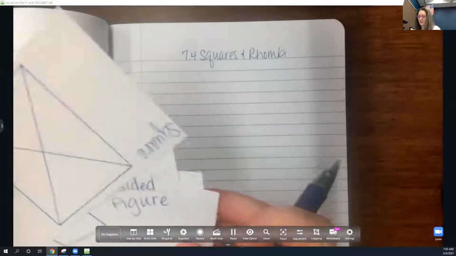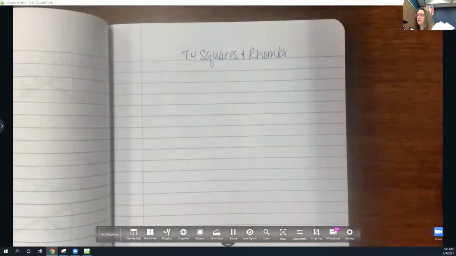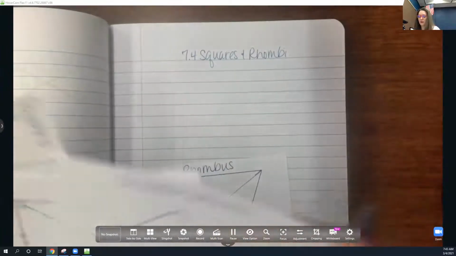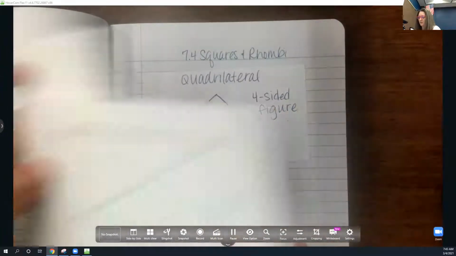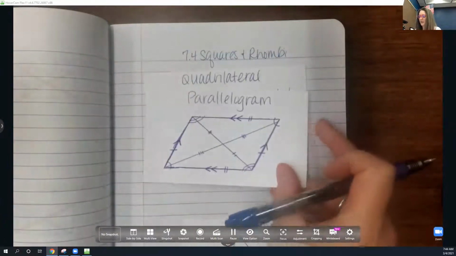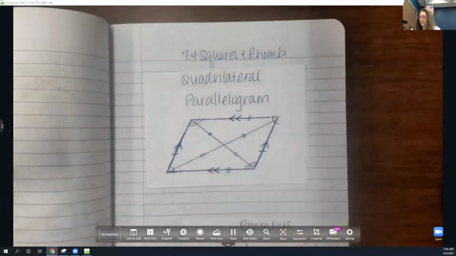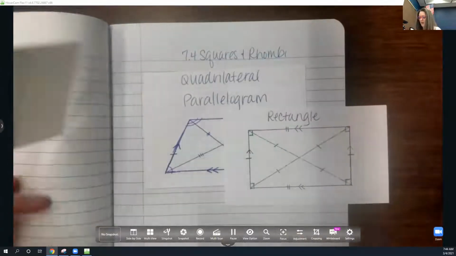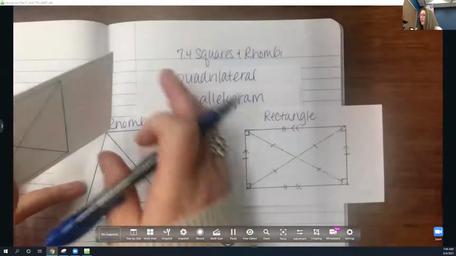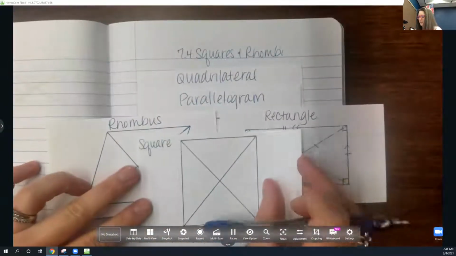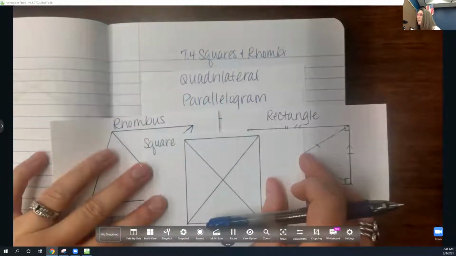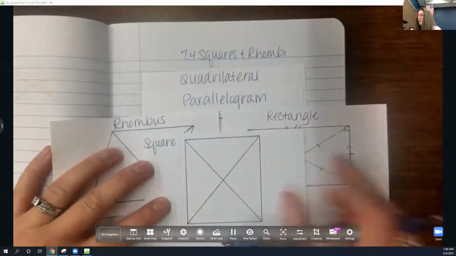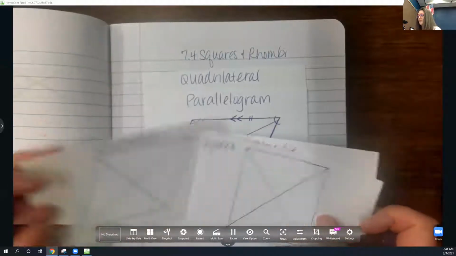Good morning, geometry. Today we're going to move into squares and rhombi. Rhombi is the plural term for rhombus. We've talked about quadrilaterals, and parallelograms, and rectangles. Today we're going to talk about rhombi and squares. I'm putting them in a specific order, and we'll talk about that order in a little bit. But let's talk about the properties of a rhombus first.